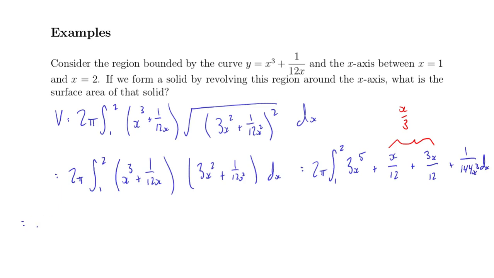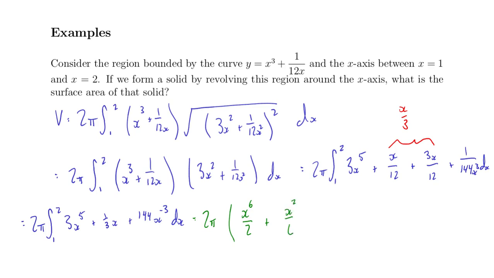Let me rewrite this out. 2 pi times my integral from 1 to 2 of 3x to the 5th plus 1/3 x plus 144 x to the negative 3 dx. Okay, so now we can antidifferentiate. Ugh, that was annoying, right? 2 pi times, here's our antiderivative, 3x to the 6 over 6, so I'll call that x to the 6 over 2. Then we have a third x squared over 2, so that's x squared over 6.